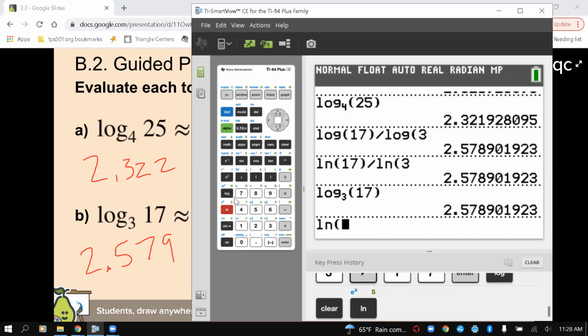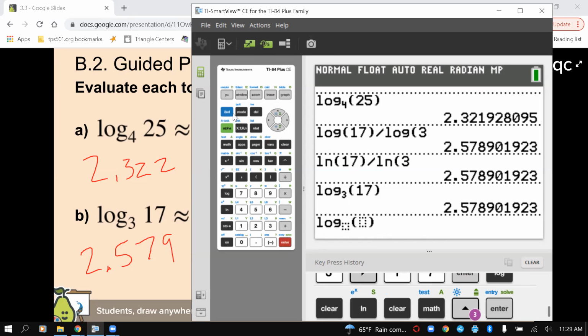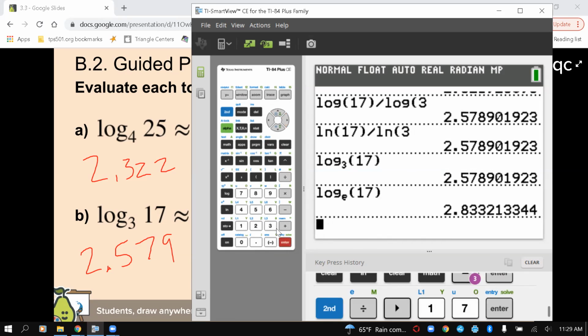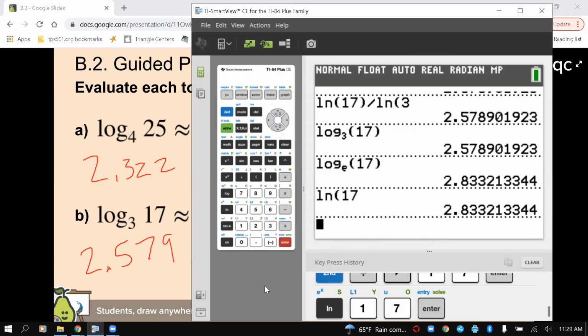Math, A. Log base E of 17 is the natural log of 17. No, that's a great question. There are so many people who will mess that up on the test. Log base E is natural log. Those are the same thing.